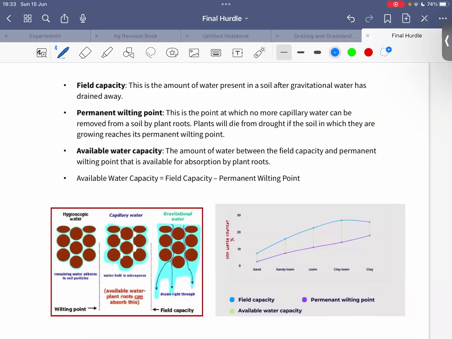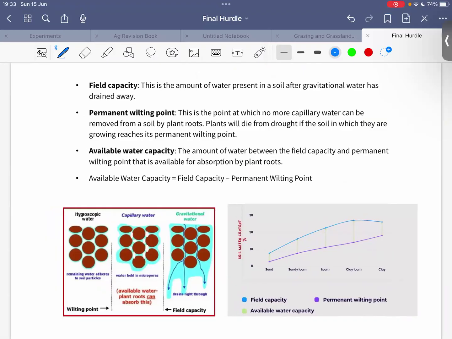These 3 here. Field capacity. Field capacity is the amount of water left in the soil after the gravitational water has drained away. So that is your field capacity.